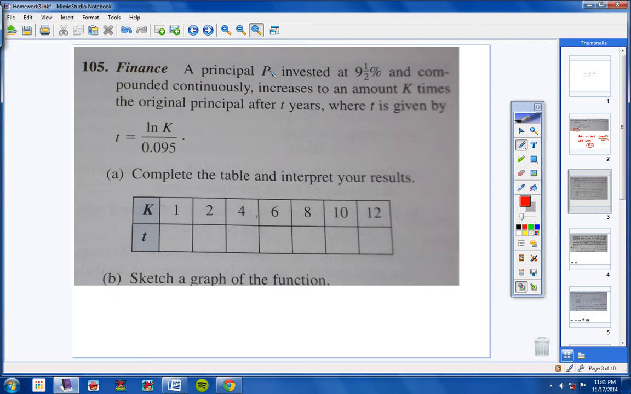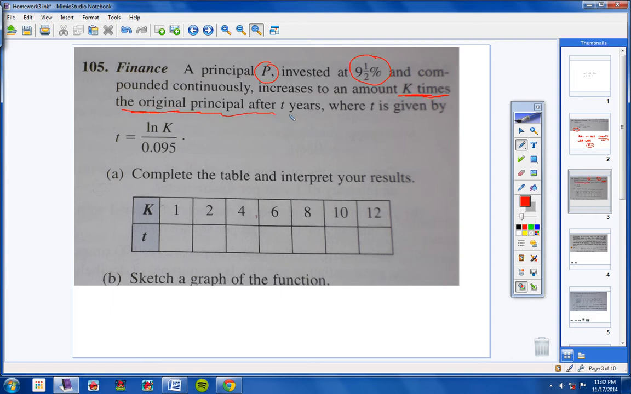Okay, 105. This is pretty simple here. A principal P, that's the money you invest, is invested at this amount, and it's compounded continuously, and it increases to an amount K times the original principal. Don't forget that phrase. It's real important. K times the original principal after T years. So here's what it means.